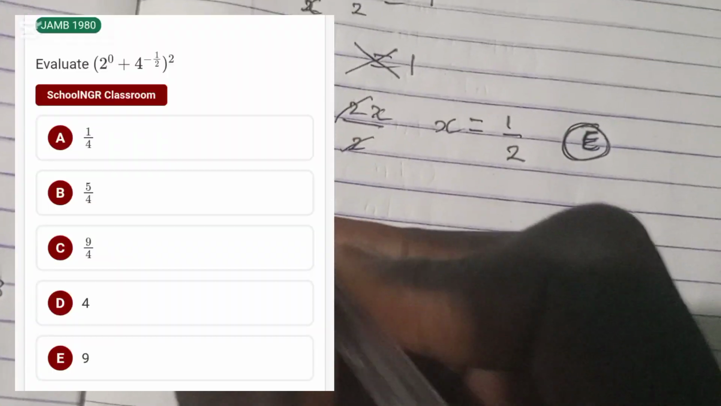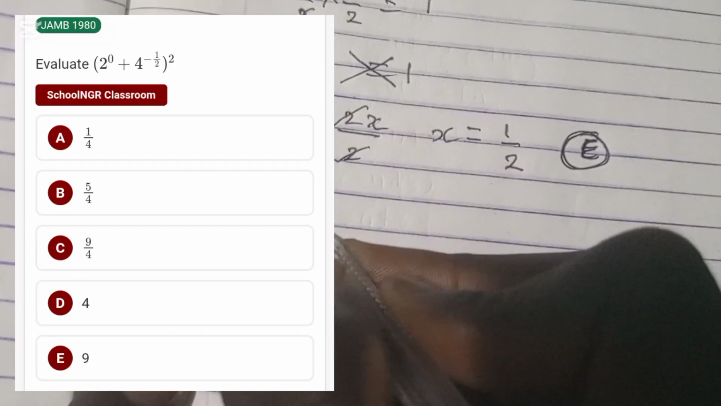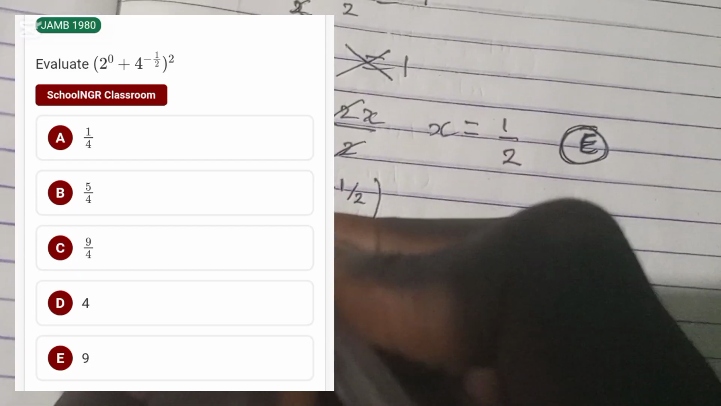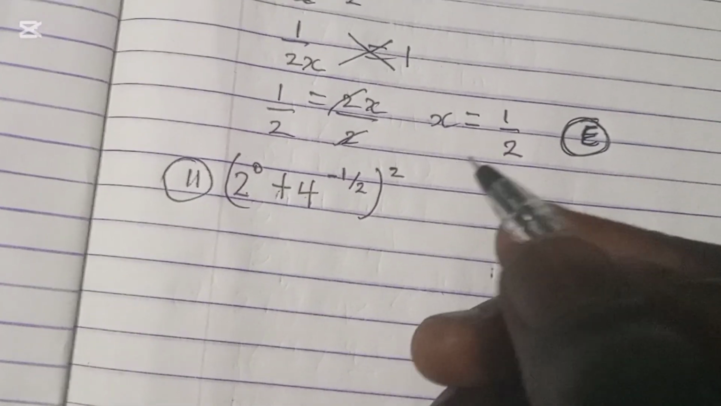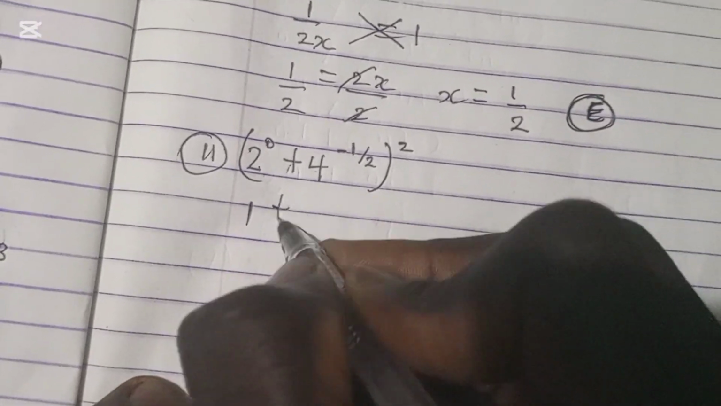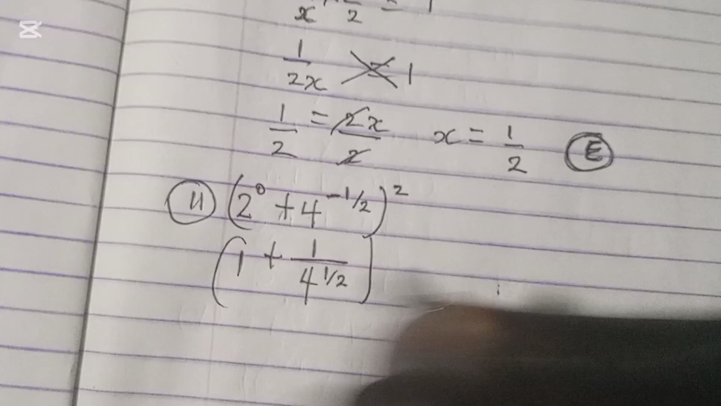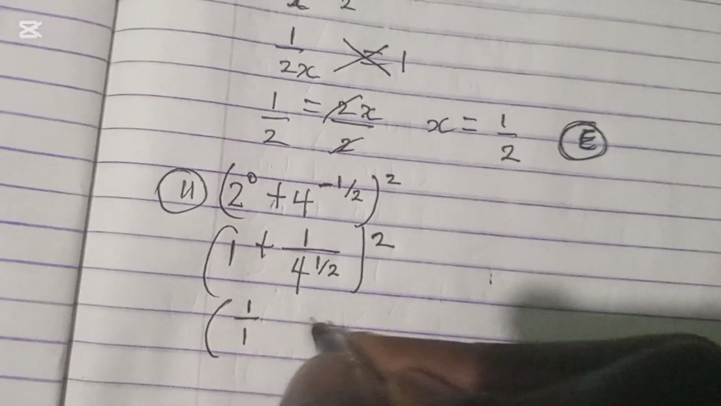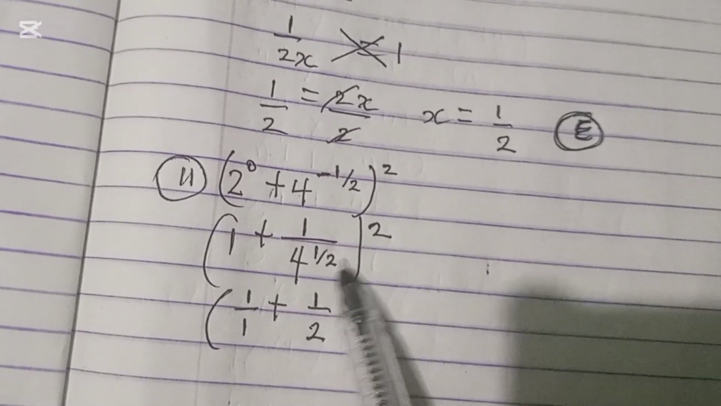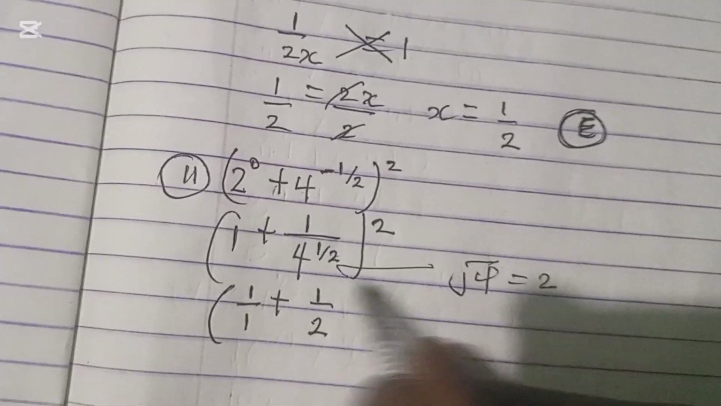Now let's move to the next question. Question 11, which says 2 raised to the power 0 plus 4 raised to the power minus 1 over 2, all raised to the power 2. So if you want to express this, 2 raised to the power 0 is already 1. Then plus this, which is minus 1 over 2, so it can be written as 1 over 4 raised to the power 1 over 2. Then 2. So this will be 1 plus 1 over 2, because this is the square root of 4, that will give you 2. That's how you do 2 inside here.